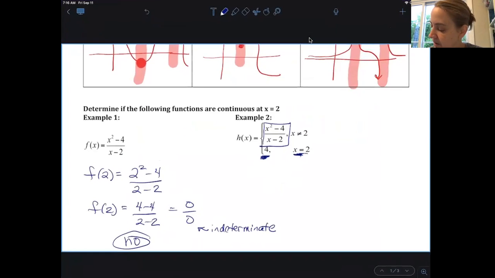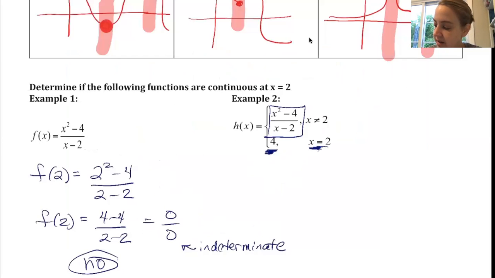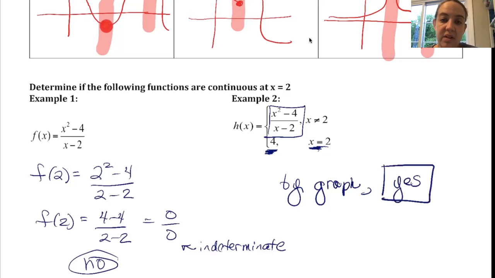Go back to my notes. This is continuous. So by graph, I'm going to say yes. Now, do you have to graph all of these? No, there's some algebra that we're going to show you. We're just not there yet. So when I look at that graph, yeah, it's continuous at x equals 4.